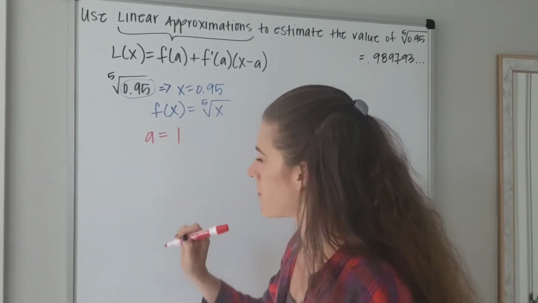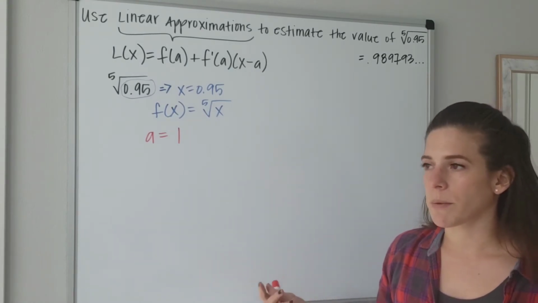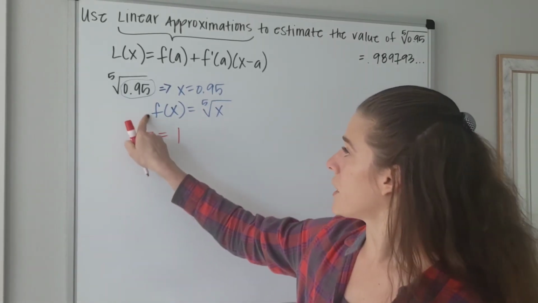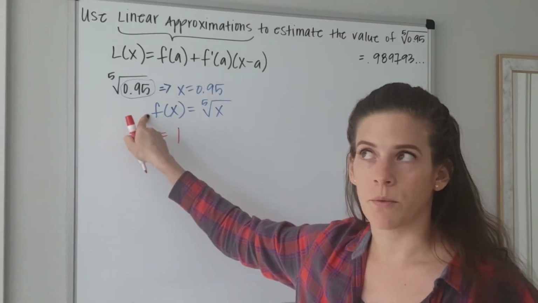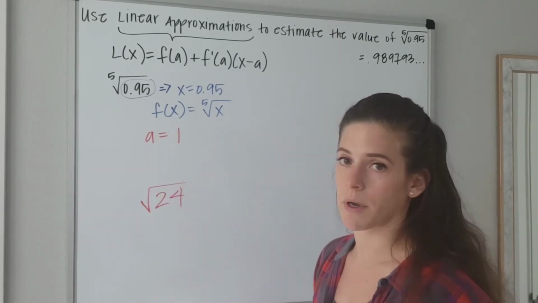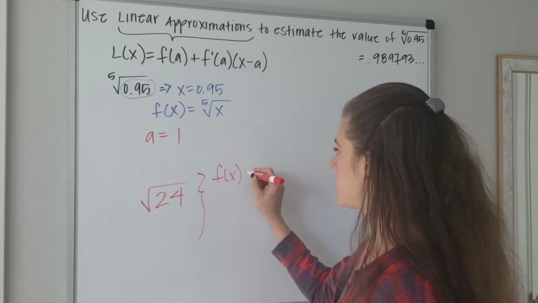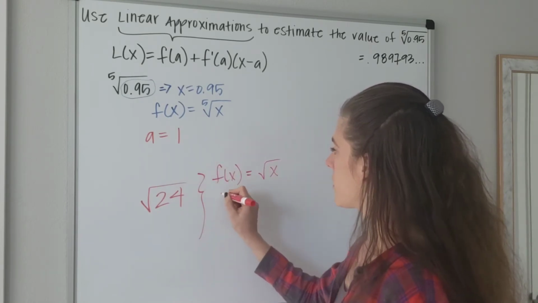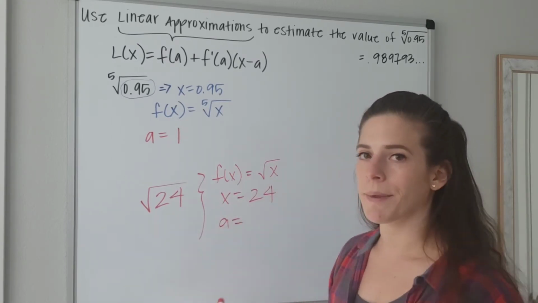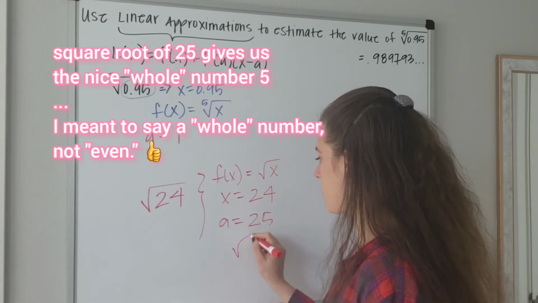Now what if you had something a little different? If you don't know where to begin with a and you're like, gosh, there are so many numbers, you expect me to pick 1 here, you got to look at what the function is, and that helps you pick what the best a is. Maybe you're estimating the square root of 24. In this example, your f of x is the square root, your x is 24, and the a that you pick is probably going to be 25, because you can take the square root of 25 and get that nice even number of 5, right?